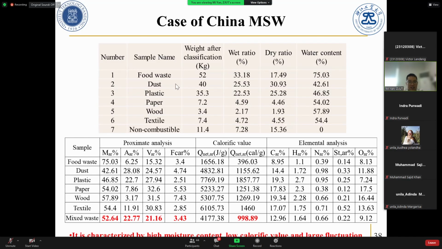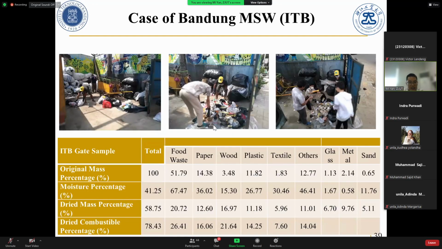So here is a case of MSW analysis. You see we have the weight and weight ratio, the dry ratio, and water content. This is just by drying. And of course, we have this for the plasma analysis and for the heat value. This we call the automatic analysis, so we can get this. And this is what we did at the gate of ITB. So we have this data.